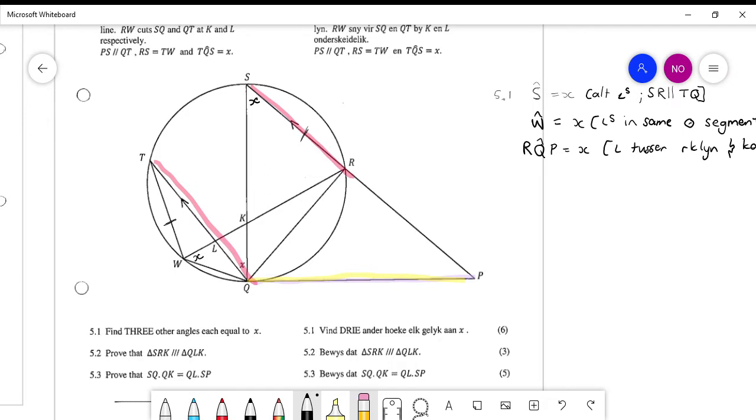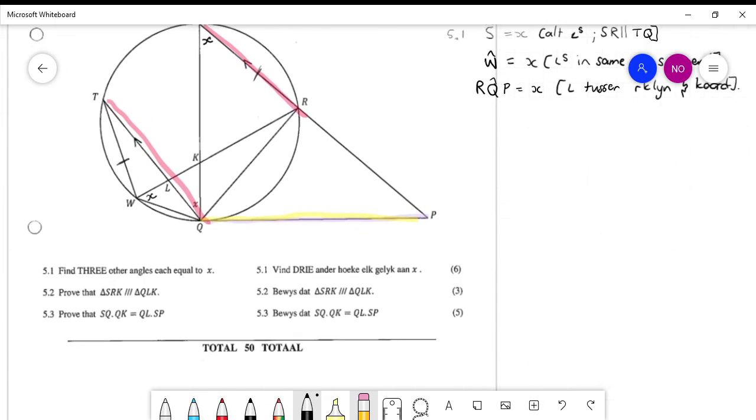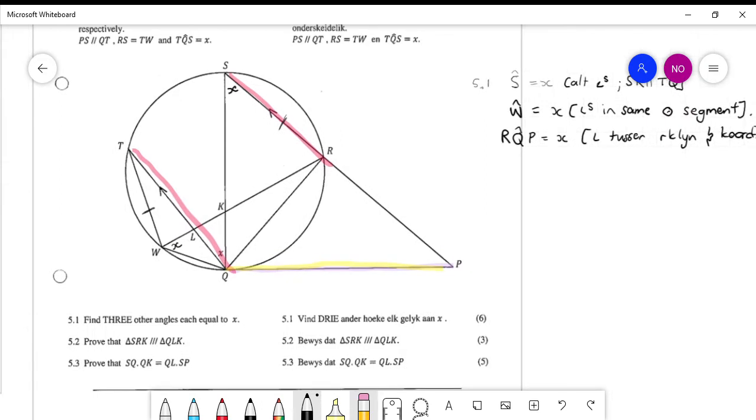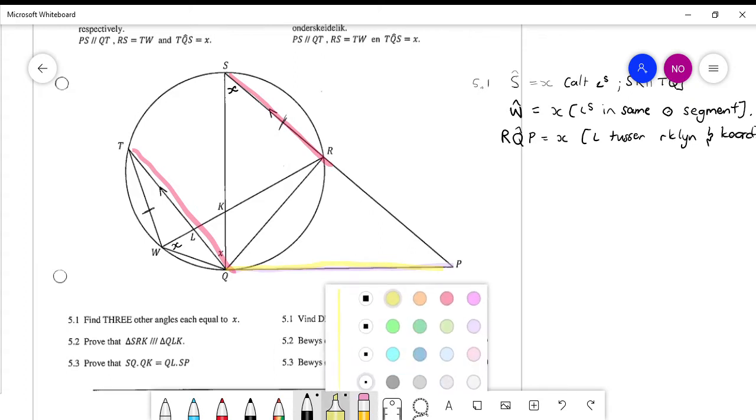Okay. Goed. Then they say prove that triangle SRK is similar to triangle QLK. So I like it when they ask it like that because then you don't have to go looking for the triangles that you have to prove similar to one another. So if you see one like that, then rejoice, rejoice.